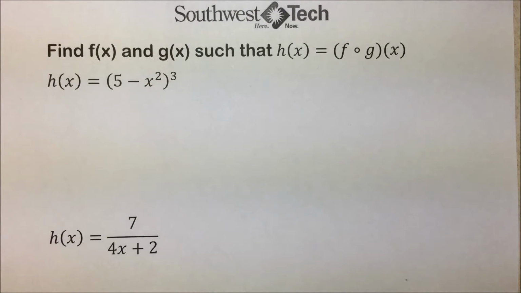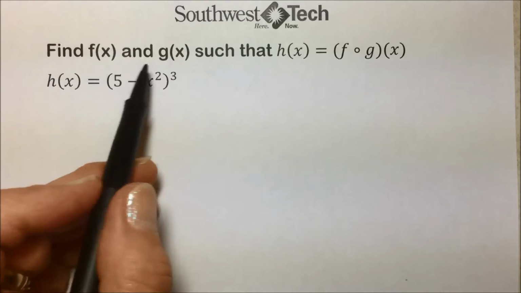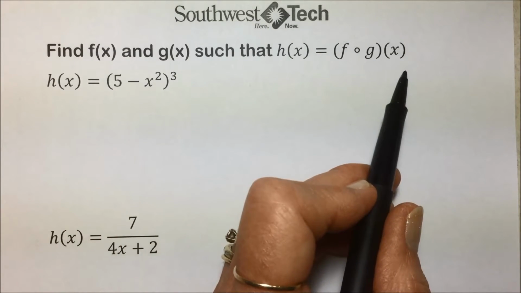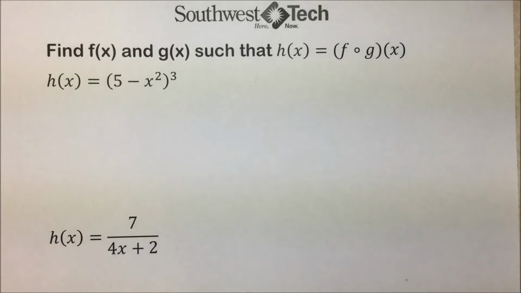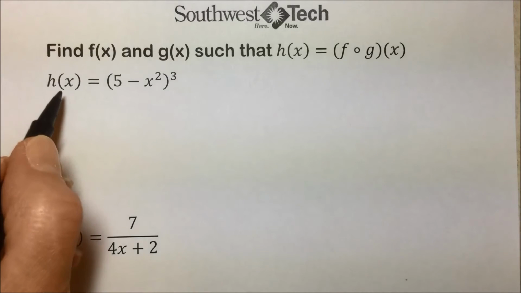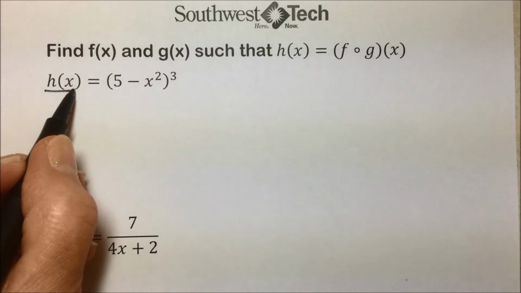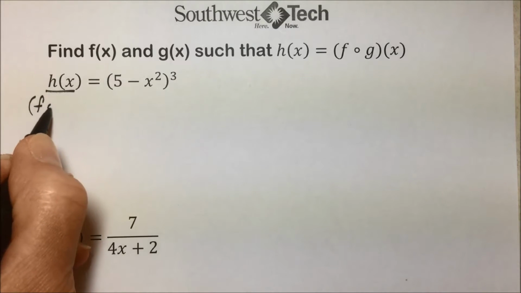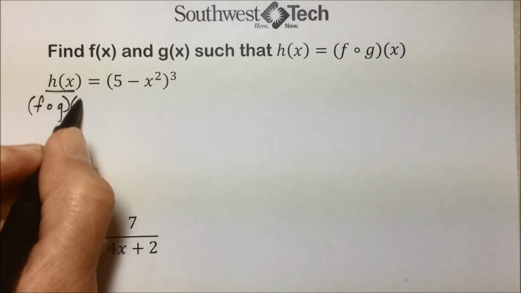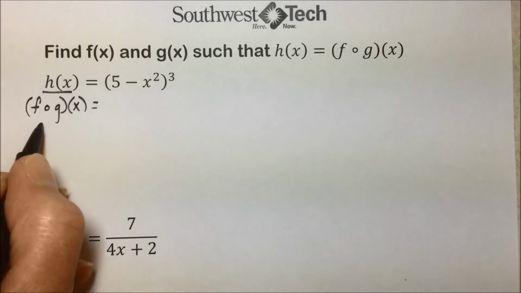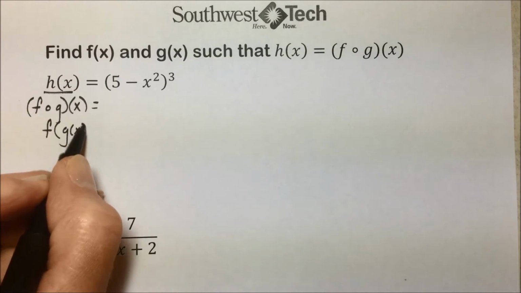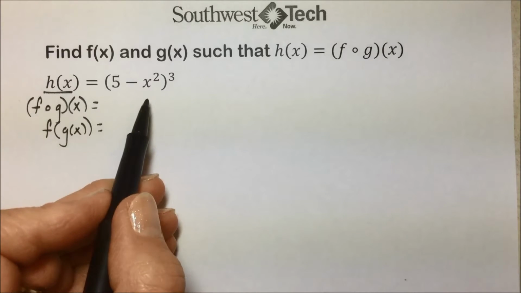variation. We're asked to find f and g of x such that h of x is equal to the composition of these two functions. So what we need to do is replace h of x with f composition g of x. That's always a cumbersome notation, so instead we'll do the f of g of x. And then look at the rule.